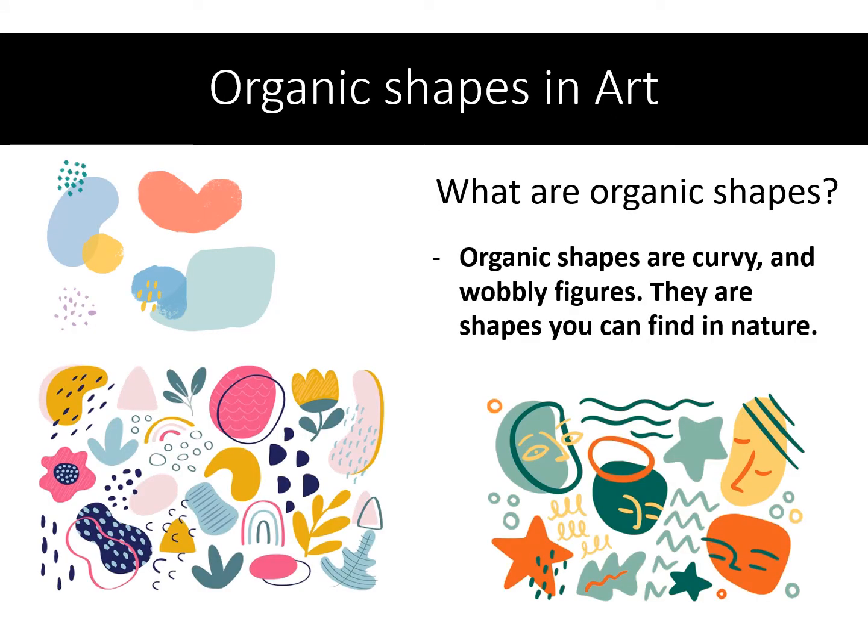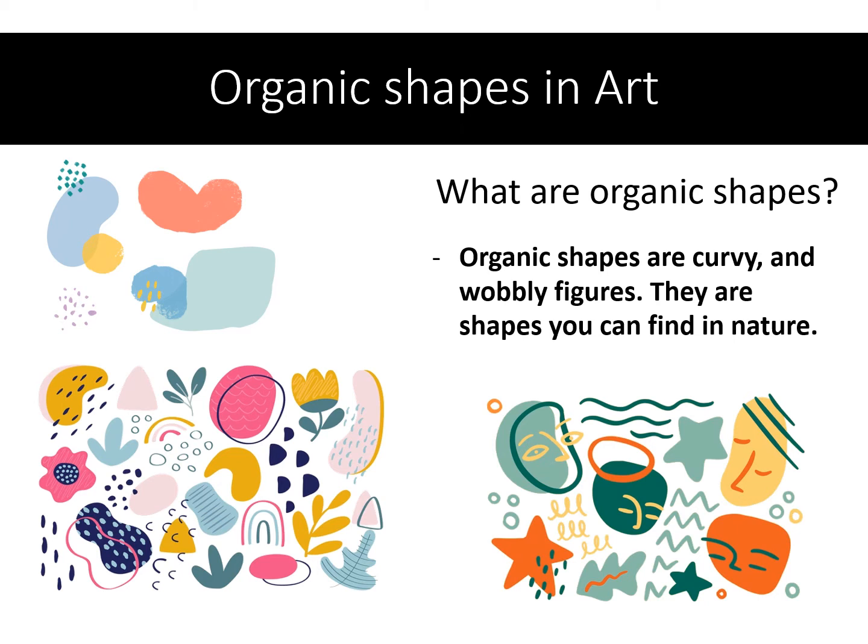Now here we have organic shapes. Organic shapes in art. Now organic shapes are curvy, they're wavy, they're wobbly figures. They have kind of like a movement to them. And they are shapes you can find in nature. And when I say that, I mean that these are the shapes that you can find either on trees or in the sky. Think of it as, for example, think of a cloud.